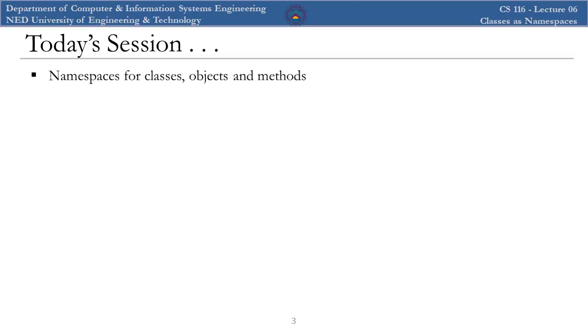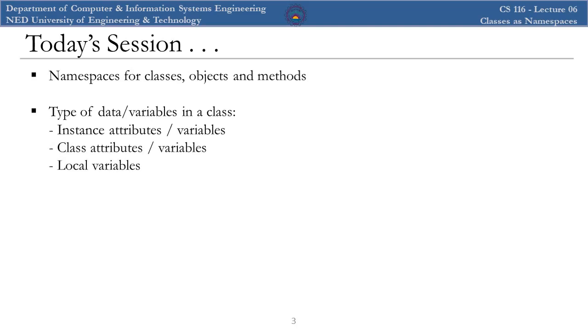Today we'll see what happens behind the scenes when you define a class or you run a code or you instantiate objects. That means we'll study the concept of namespaces today, and we'll use this concept to differentiate three types of variables that exist in a class: instance variables, class variables, and local variables.